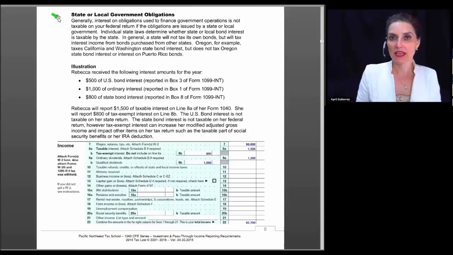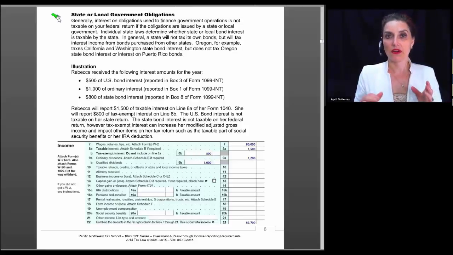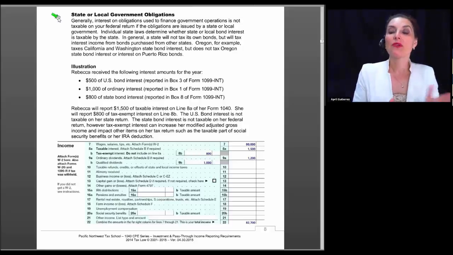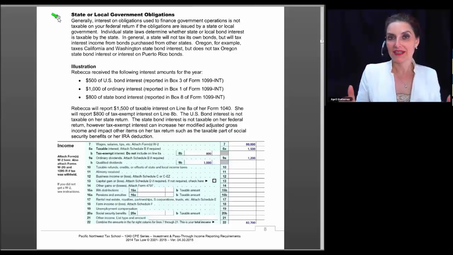Now, it happens to be the case that most states do not tax their own interest, but will tax the interest of other states. For example, if you purchase Oregon savings bonds and you are a resident of California, California is going to tax the interest you receive on those Oregon bonds. And conversely, if you are living in Oregon and you purchase California bonds as an Oregon resident, Oregon is going to tax that California bond interest. So the best tax savings are available to individuals who purchase bonds issued by their own state.